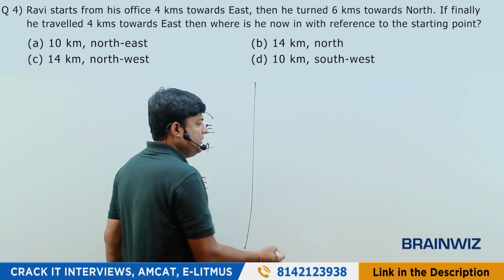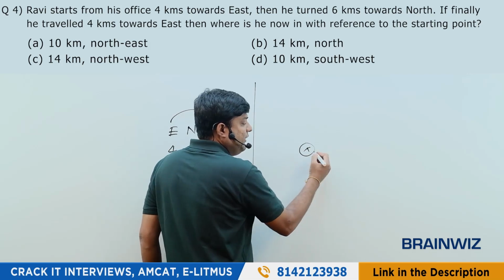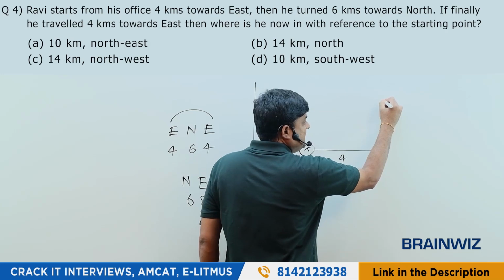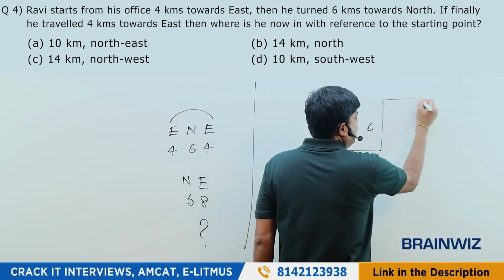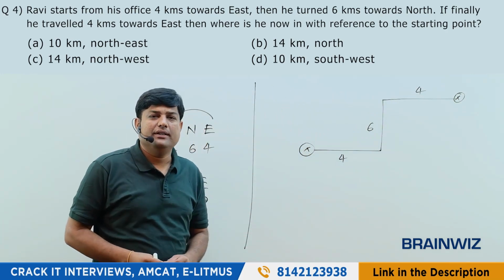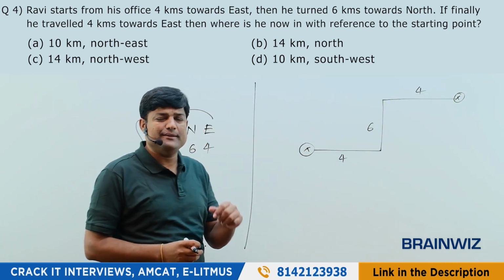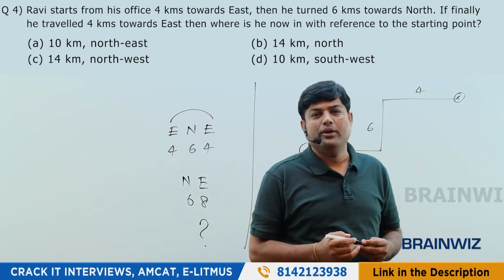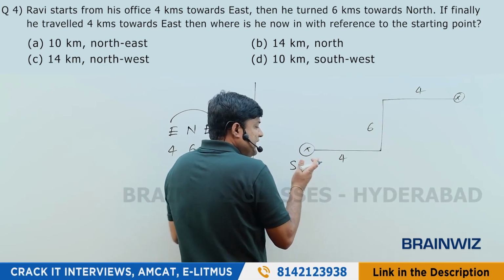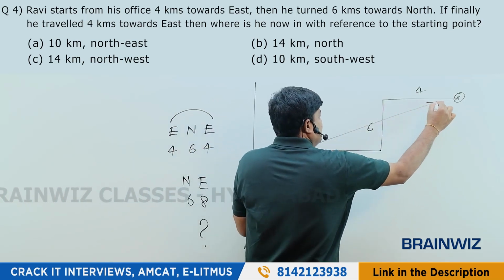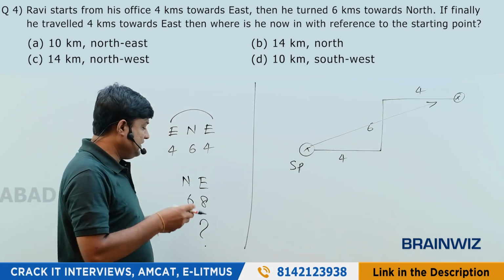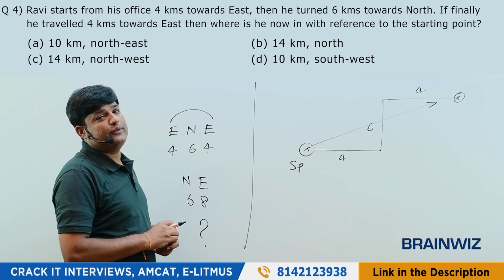Students, let me teach you here. Here is Ravi. He went towards the east, that is 4 kilometers. Again, he went towards the north, that is 6 kilometers. Again, he went towards the east, that is 4 kilometers. Students, this question is slightly different. This is the second model. I told you there are 6 models which we do here. In this second model, Ravi is not in a straight direction from the starting point, but in a cross direction. Whenever you have cross directions, you have this kind of situation.